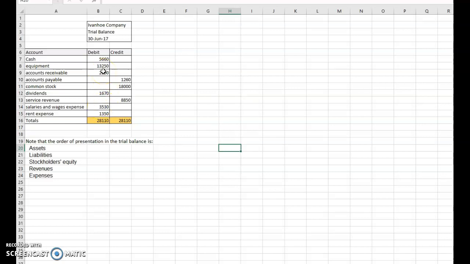And you just got to format them in debits and credits, and you need to make sure they both balance, so the debits and the credits balance. So when I first did this, I had rent expense over in the credit, and it didn't balance.